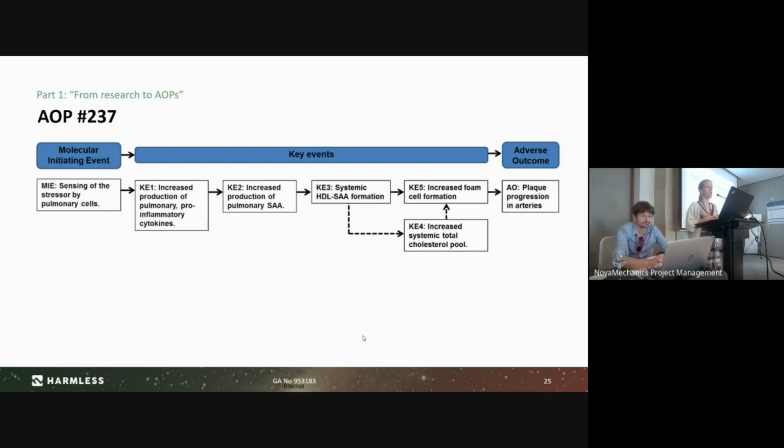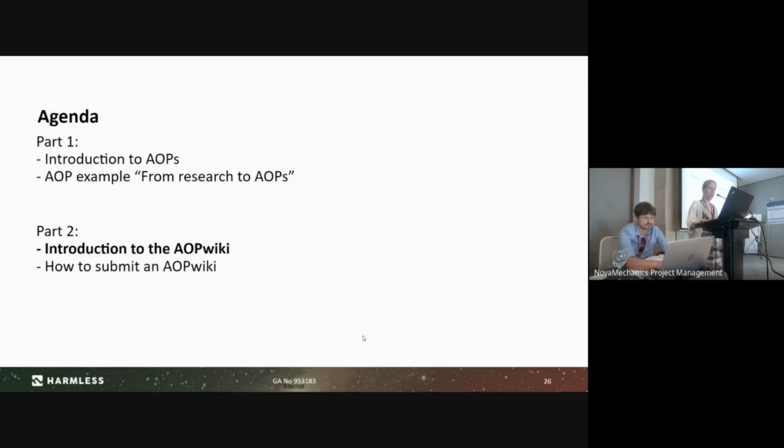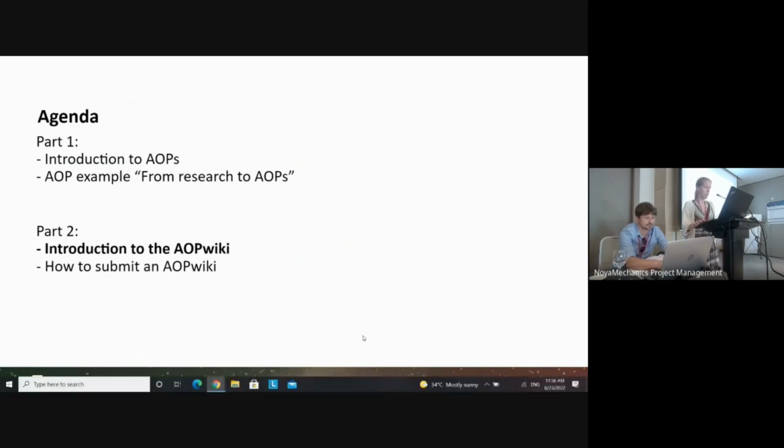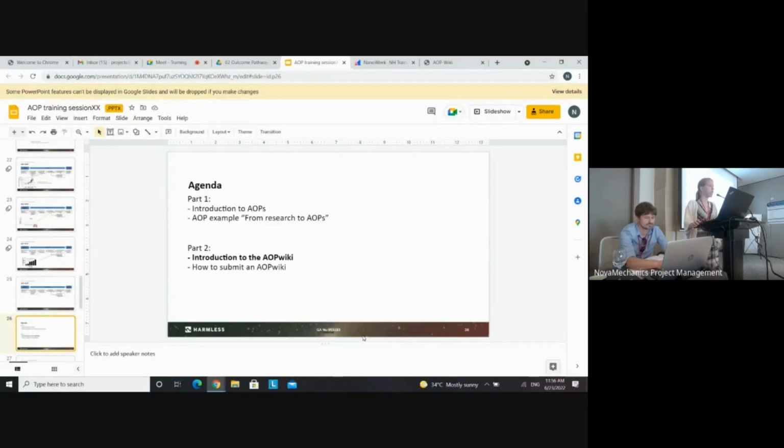If you want to make an AOP, it is to structure your research such that it can be shuffled into a linear pathway. So this was the first part of the agenda, and now I would like to give an introduction to the AOP wiki. And just feel free to ask me any questions if you have any.